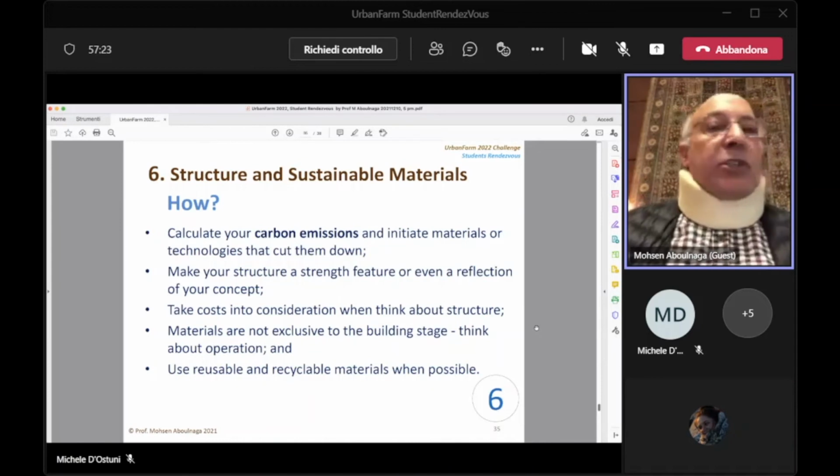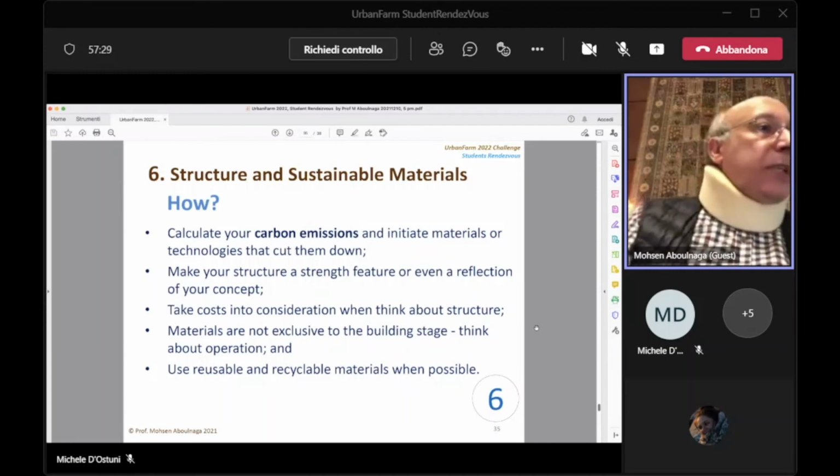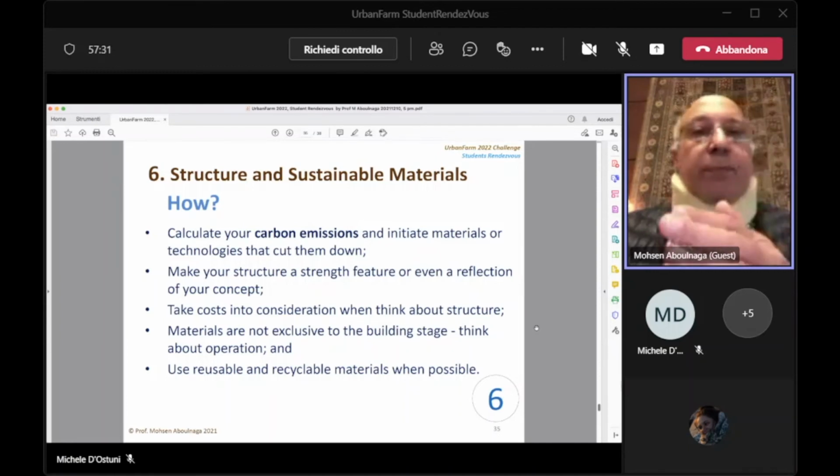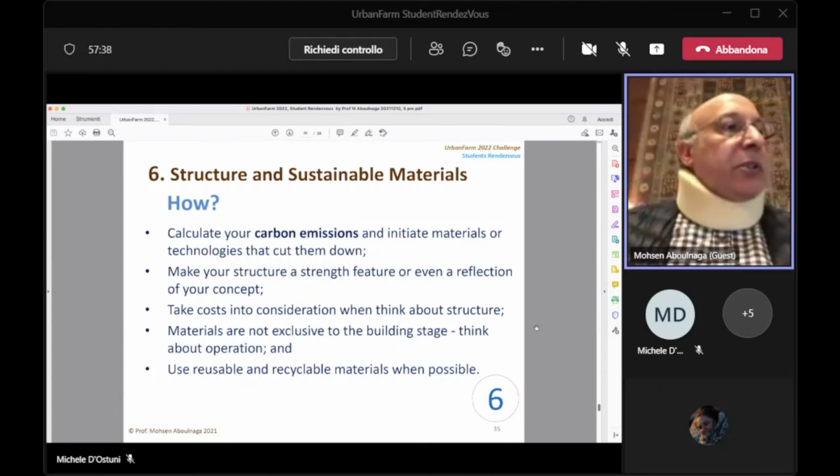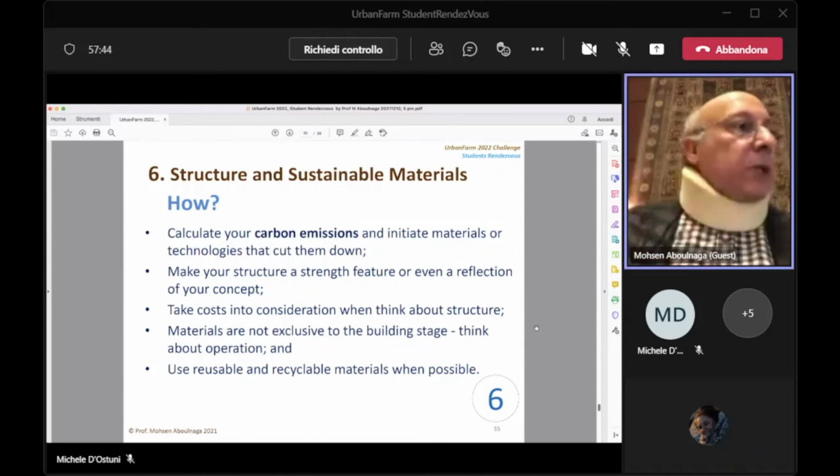Calculate the carbon emission from your material through the embodied energy model. Initiate material or technology that cuts them, because you might have high energy, so you need to cut it down. Make sure that your structure strengthens the features or even reflects your concept. Do not mix structure that does not fit your concept. Take cost into consideration when you think about the structure.